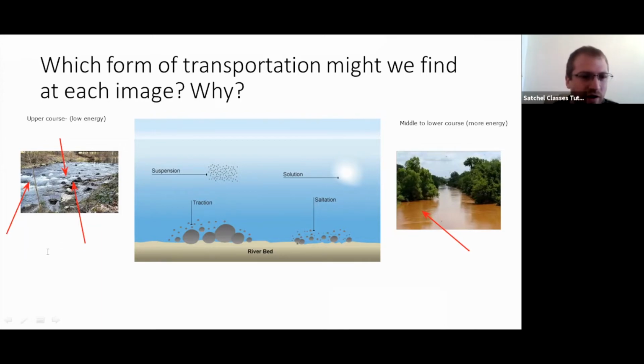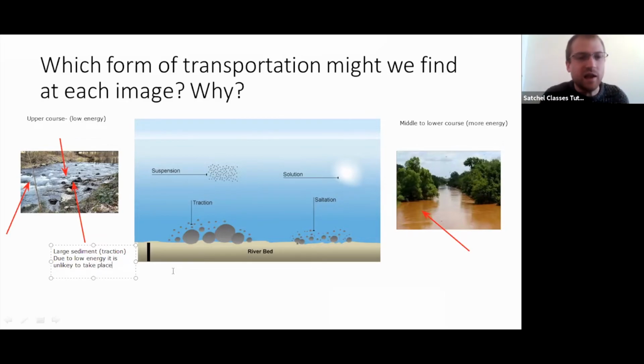So in terms of what we can find, first of all, we are looking at large material, so large sediment. So we will link this towards traction, but I'll put this in brackets because in theory it needs a lot of energy to move that. We can see there's large sediment, so we know traction would take place, but upper course river energy is much lower, so this is not very likely to take place. So due to low energy, it is unlikely to take place.